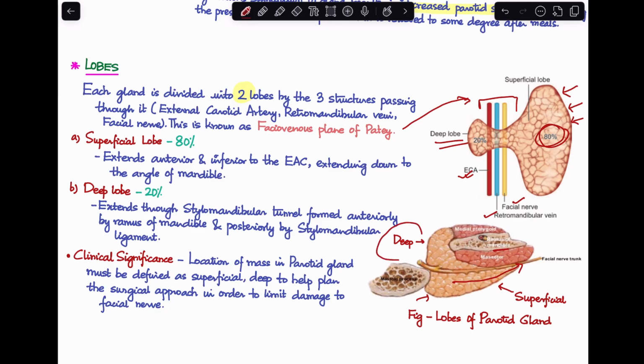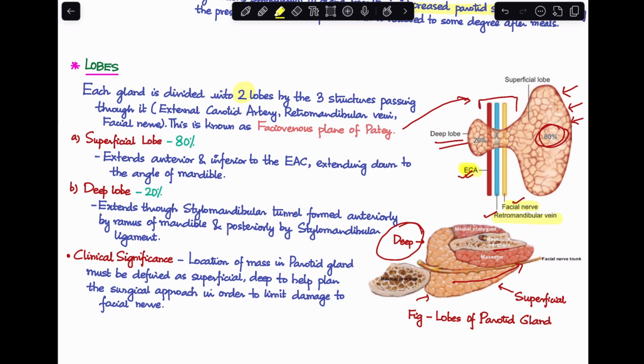Whereas the deep lobe, this is the deep lobe. This deep lobe extends through the stylomandibular tunnel formed anteriorly by the ramus of the mandible and posteriorly by the stylomandibular ligament. So these are the two lobes of the parotid gland, which are formed by the passing of three structures. Very important to remember these three structures: the facial nerve, the retromandibular vein, and the external carotid artery.